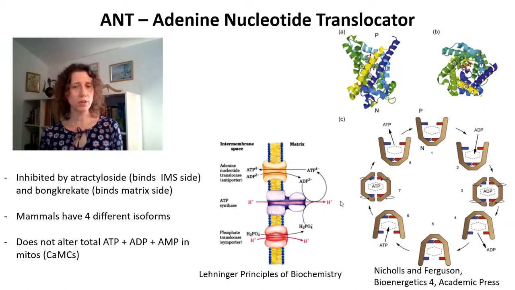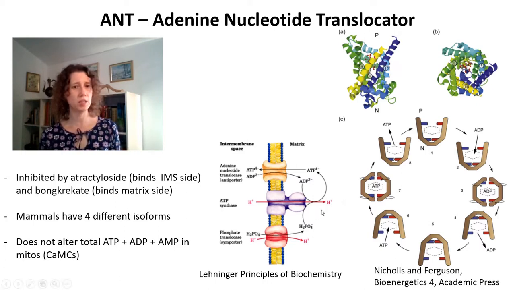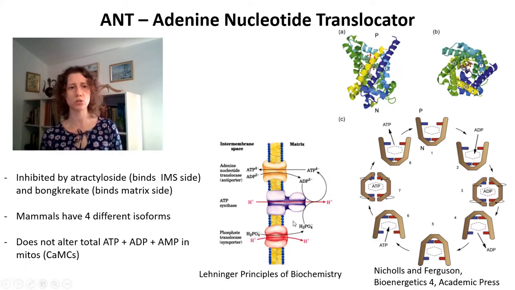And one important characteristic is that because it exchanges ATP for ADP, it actually doesn't change the whole adenine nucleotide pool within the mitochondrial matrix. It's just exchanging one for the other. So there's a second transport mechanism that imports new ATP into mitochondria, that brings new ATP molecules.